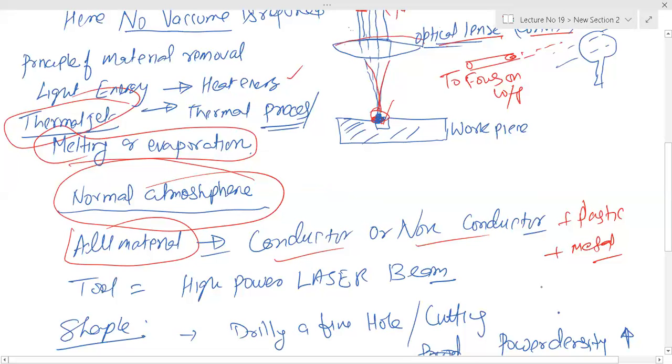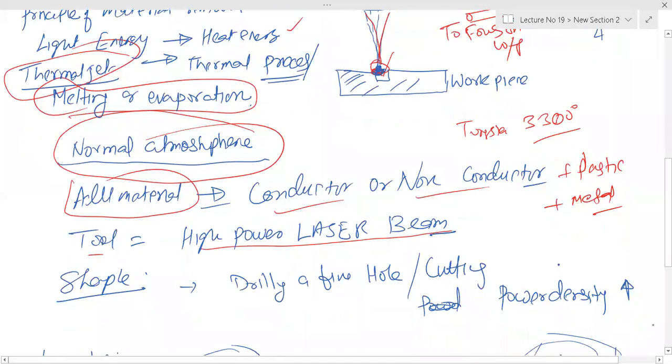So any material receives the heat, but if the melting temperature of the metal is high, like tungsten at 3300 degrees centigrade, melting will be difficult. Then, as I said, the tool is basically a high power laser beam. But it is not a conventional tool like the cutting tools we studied. Yes, because it removes the material, the high power laser beam is your tool.